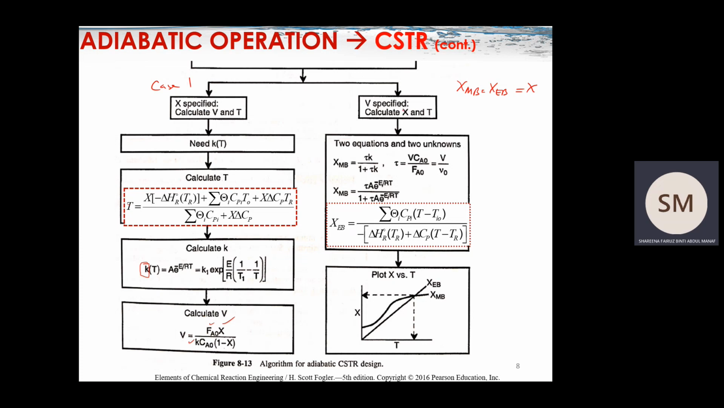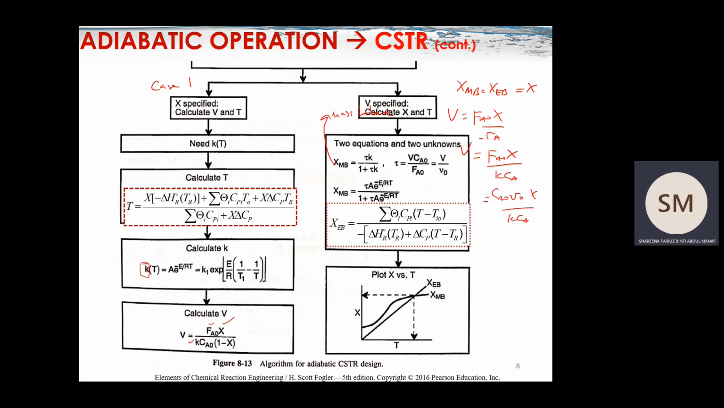Let's say for case 2, V is specified, V is given. This means that you need to get X_MB. How do you get X_MB? Actually, it's from the mass balance, so you have to rearrange it from V equal to F_A0 X over negative r_A, which is F_A0 X over kC_A. This was negative, sorry, so it should be positive, equal to V, which is C_A0 times v0, X over kC_A.